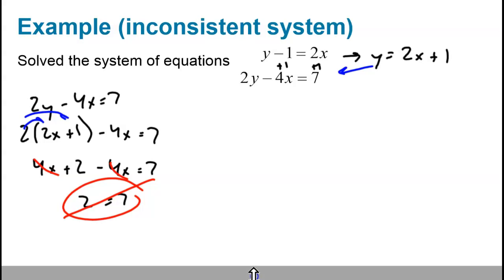If you did it the other way around and substituted, it would be ugly, but if you got either your y or your x by themselves and substituted in here, then you would find that they wouldn't equal each other either. And so that is by definition an inconsistent system. There is no solution. And that is the end of this video.